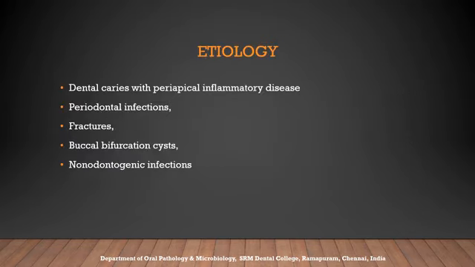The common causes of infection and inflammation in the bone and bone marrow are the spread of infection from dental caries with periapical inflammatory disease, spread of infection from the periodontium, fractures, buccal bifurcation cyst, or any non-odontogenic infections. This reactive periostitis may develop as a result of central dental infection of the jaw, which perforates outwards, or it can also be a result of overlying soft tissue infection or cellulitis, which spreads to the periosteum, resulting in reactive periostitis.